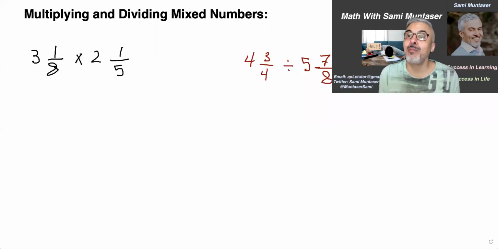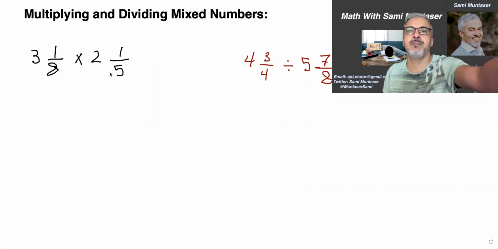Hi again. I will be showing you how to multiply and divide mixed numbers. And here are the examples. So the first one is multiplication: 3 1/8 times 2 1/5.